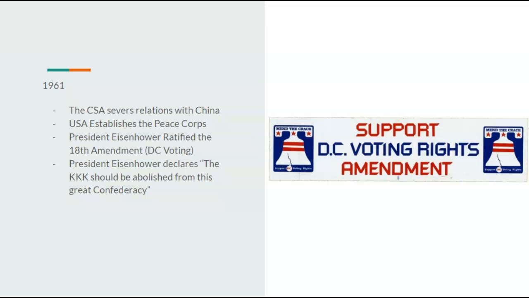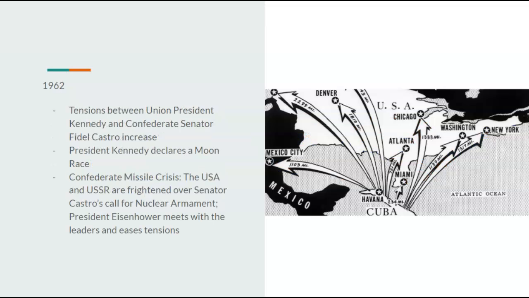It's nothing too major. It's just like, arrest them, get them out of this country. They're a terrorist group, something like that. In 1962, tensions between Union President Kennedy and Confederate Senator Fidel Castro increase. In this timeline, Fidel Castro is a senator from the Confederacy under the state of Cuba, and his fellow senator is Che Guevara. I thought that was something interesting I could do.